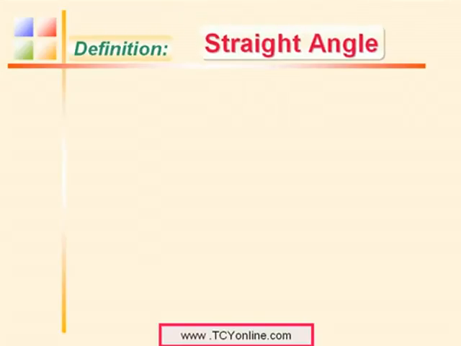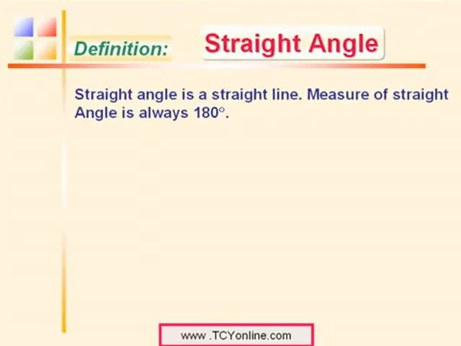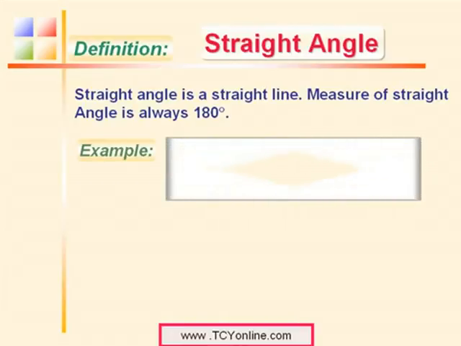Now after this, let's combine two right angle triangles and then study about straight angles. So a straight angle is simply a straight line, and it always has a measure equal to 180 degrees. Let's see an example for this. This is a straight line and it makes an angle of 180 degrees. So we can say that it is a straight angle.